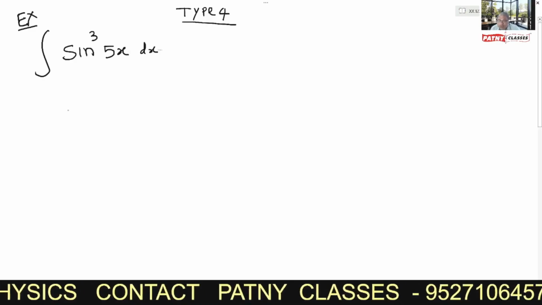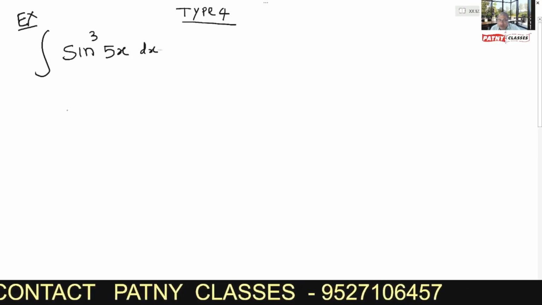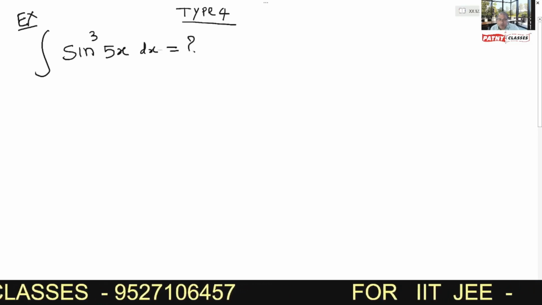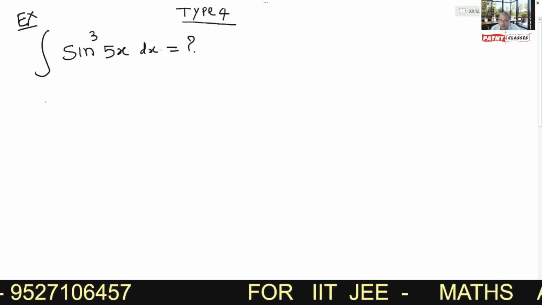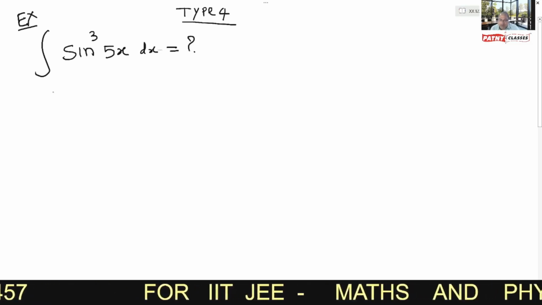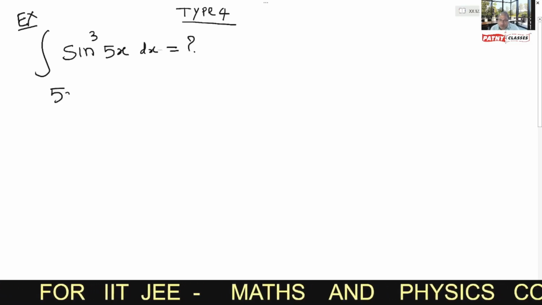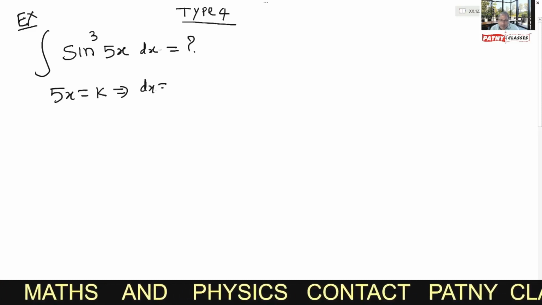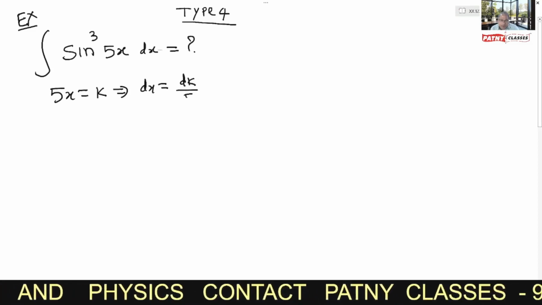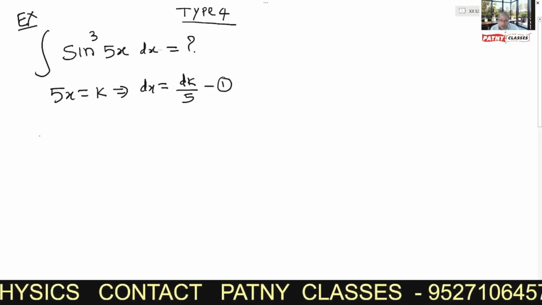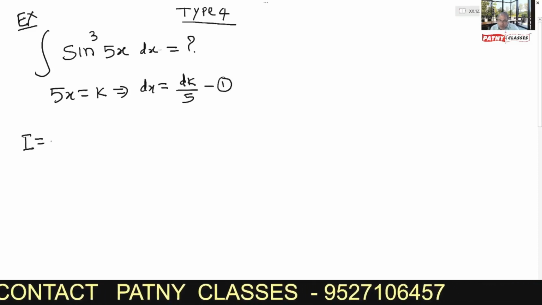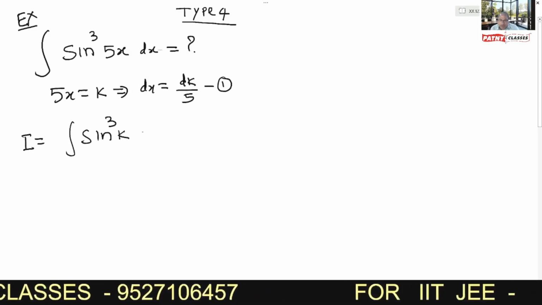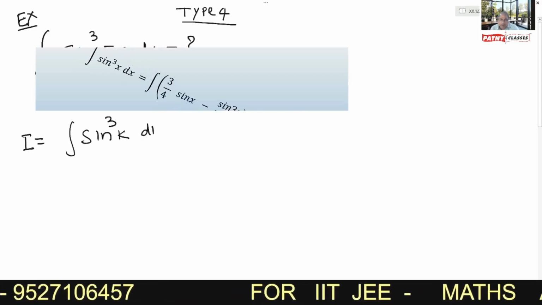Now let us do another example: to find integration of sin cube of 5x with respect to x equals how much. First of all, the given question is not in the standard form. We first convert it into the standard form. So 5x equals k implies dx equals dk upon 5. This is step number 1. Now I becomes integration of sin cube k, with dx equivalent to dk upon 5.